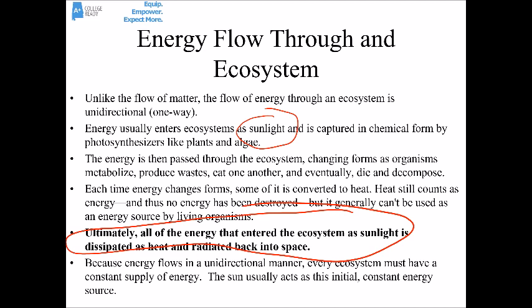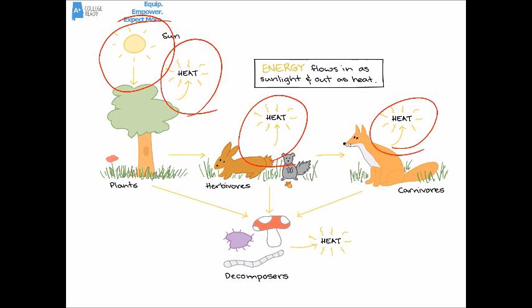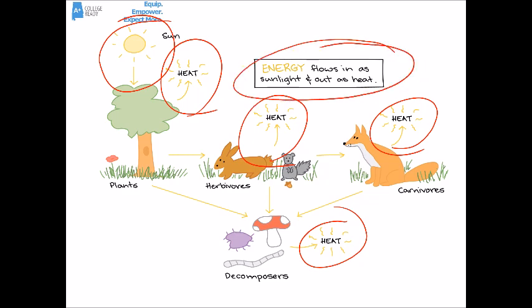Because energy flows in this one-directional manner, an ecosystem has to have a constant incoming supply of energy. And almost always, this is sunlight. Here we can see that we've got the sun providing the energy in. Each part of the food chain is giving off heat energy, which again is going to radiate out into space. Notice even the decomposers do that. So energy flows in as sunlight. It flows out of the ecosystem as heat.